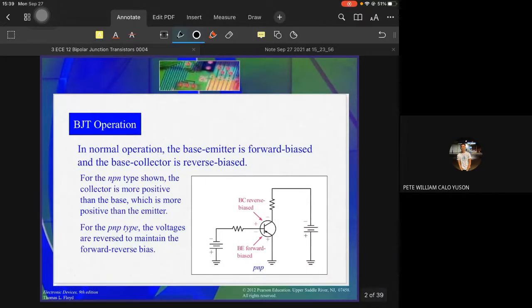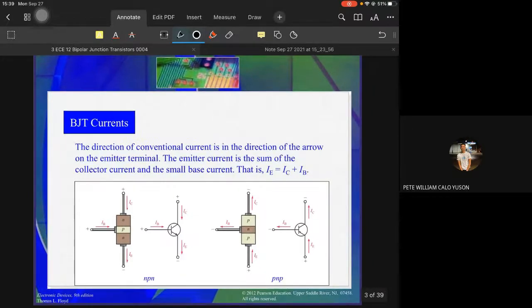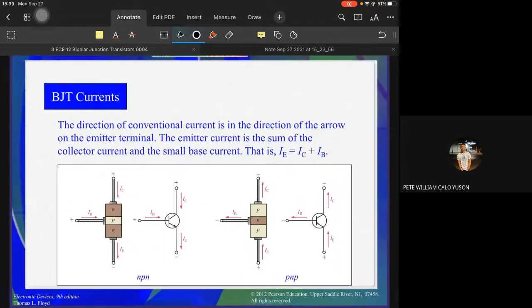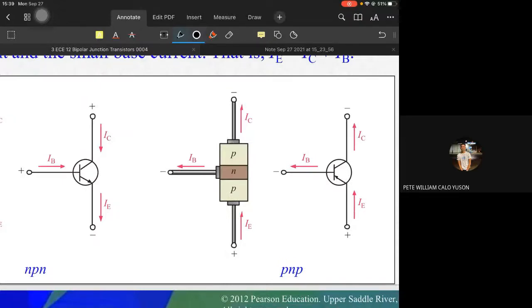Operation. Before that, later na lang ang second slide, dito sa third slide. BJT currents. The direction of conventional current is in the direction of the arrow on the emitter terminal. So these are the two schematic symbols for transistor. This is for the NPN and this is for the PNP. Please notice kung asa ang differ, ang arrow na nasa sulod.